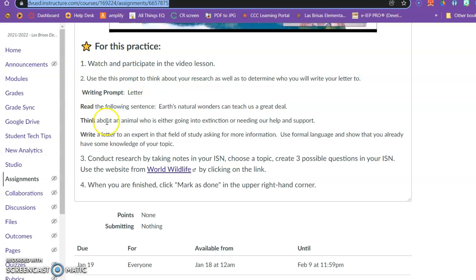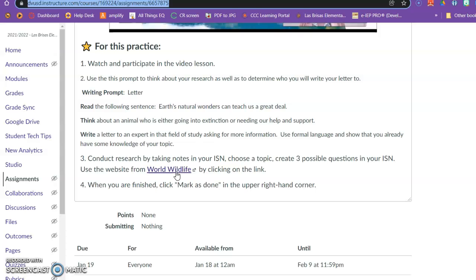So for this practice, this is where you find all the directions. Remember where you need to do your Canvas assignment. So here is the writing prompt, and number 3 is where we're at right now. Conduct research by taking notes in your ISN. Choose a topic, create 3 possible questions in your ISN. Use the website from World Wildlife by clicking on this link. I have used my ISN. My ISN is a digital ISN right now because I am using a Google Doc for this, so that I'm easily able to share that with you.